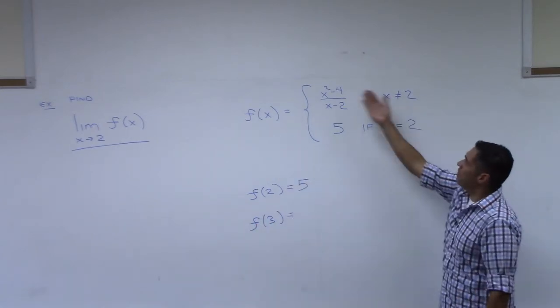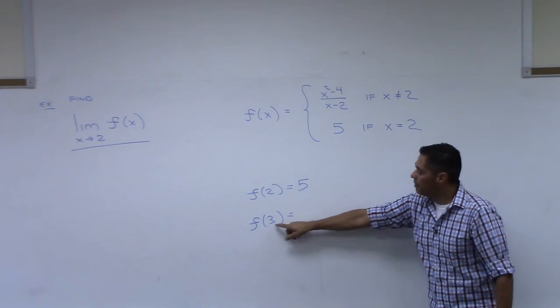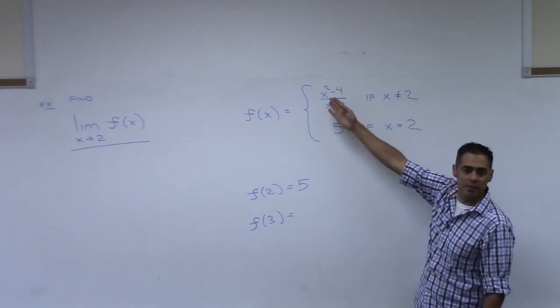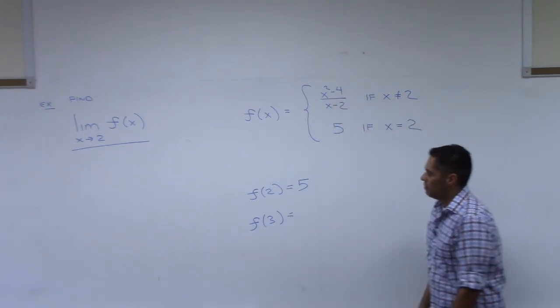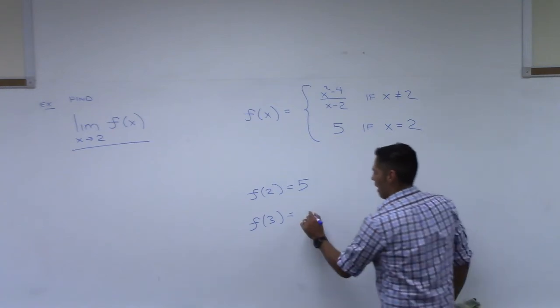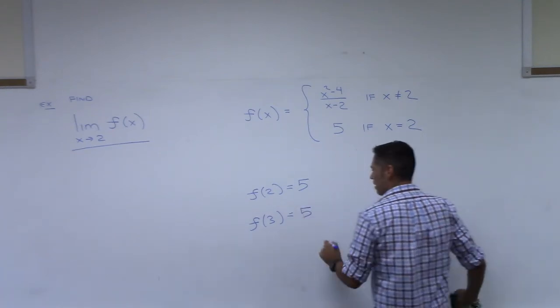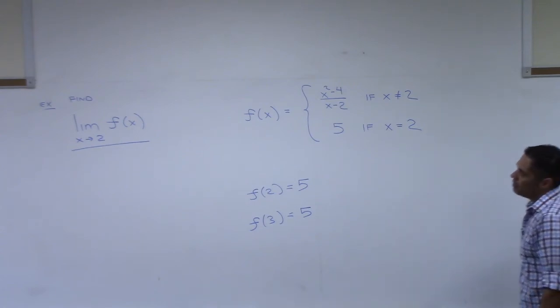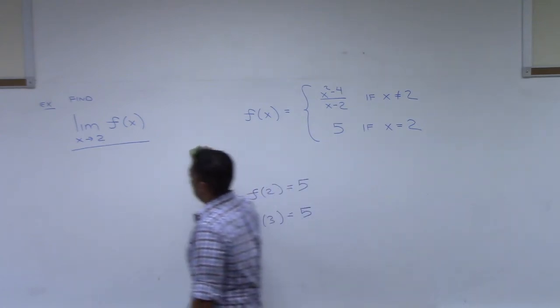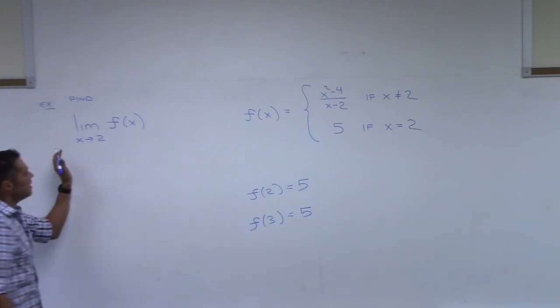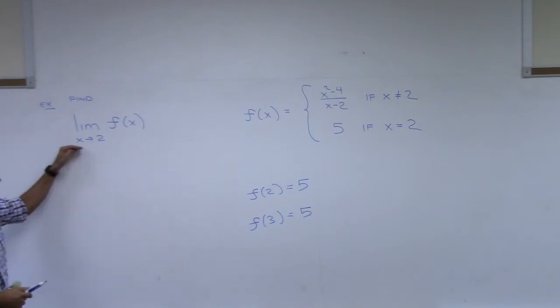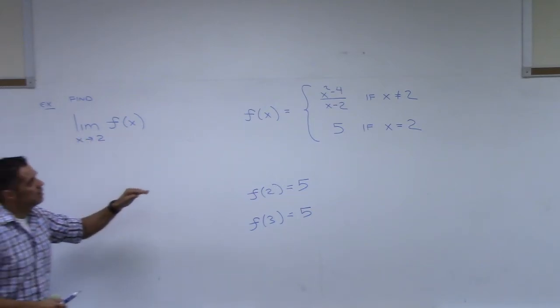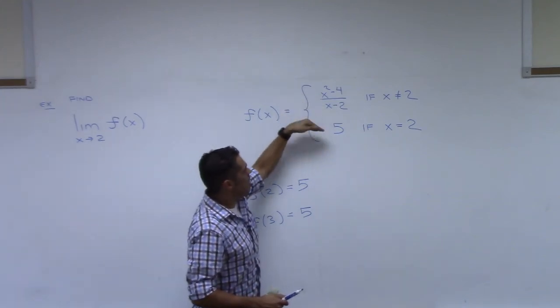This time you plug that 3 into here, right? Because 3 is not 2, so I go in here. Yeah? Was it 5? I didn't mean for that to happen. That's coincidental. That has nothing to do with it, these are not related. Okay? So the question is, when I'm taking this limit and I'm letting x approach 2, am I plugging into the top or the bottom?